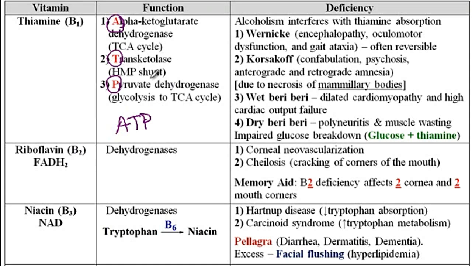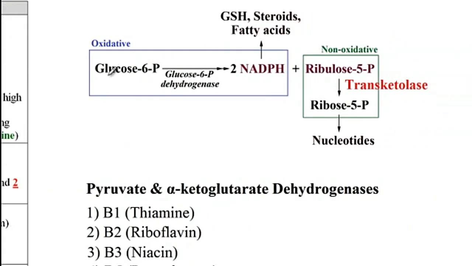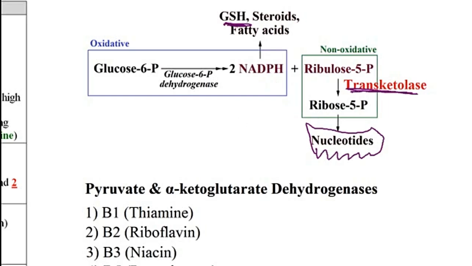Now regarding the transketolase, I would like to quickly summarize its function in the HMP shunt, which is important for the conversion of the glucose 6-phosphate into 2 NADPH and the ribulose 5-phosphate. And then ribulose 5-phosphate via the non-oxidative reaction by transketolase will later on be converted into the nucleotides, which is important for DNA synthesis. And then another important function of the NADPH is to produce the glutathione. So glutathione is important for maintaining the antioxidant state in the body.